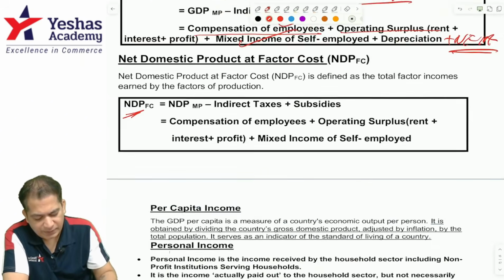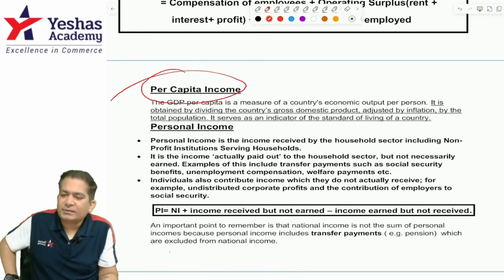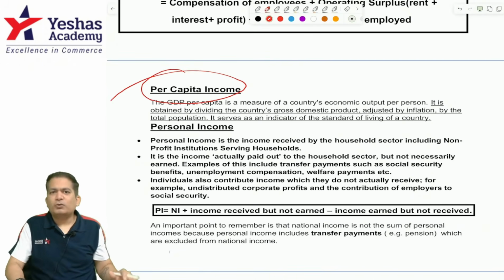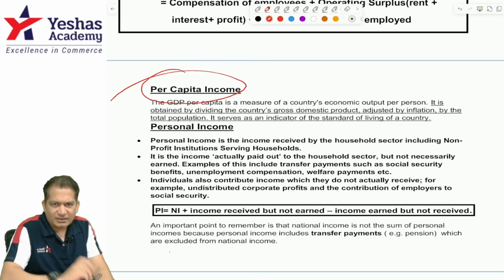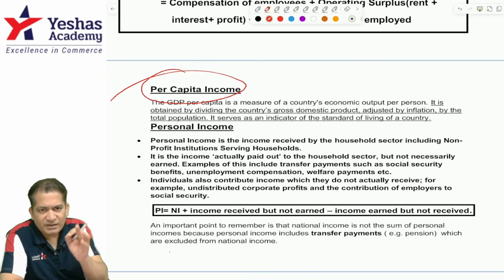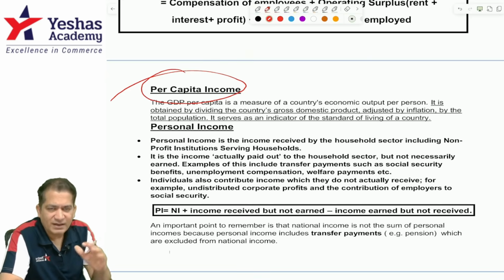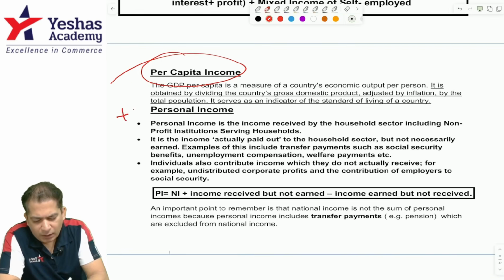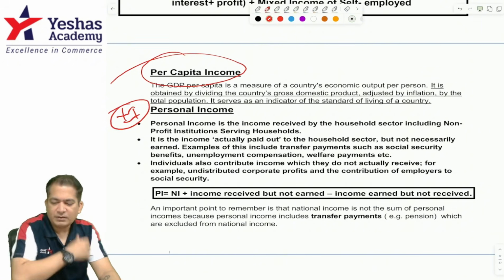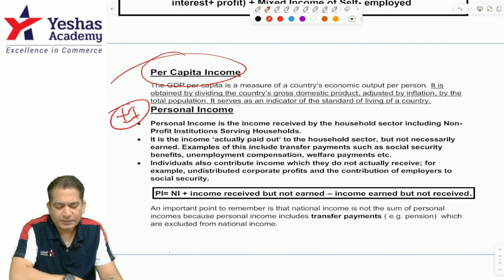Got it? Clear? Now here, per capita income is nothing but national income divided by the total population. National income is measured by NNP at factor cost. So when we divide NNP at factor cost by total population, what you will get is per capita national income. If you want to get per capita GDP, then you have to divide the GDP by the total population. Now, frequently they ask the question, the difference between personal income and private income and national income.